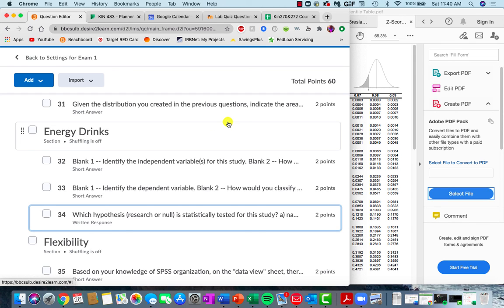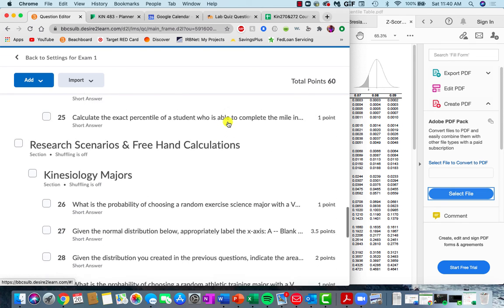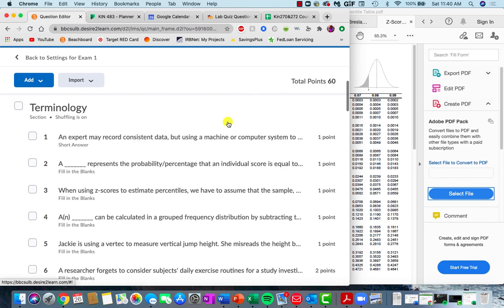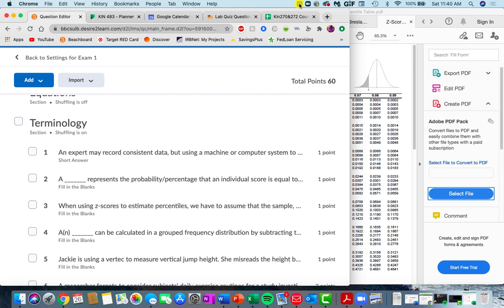So if you have any additional questions or I didn't touch on a question that you missed, please shoot me an email and I can help discuss reasons why your quiz was graded the way it was. But overall, you guys did a really fantastic job. I'm really impressed with your performance on the exam. So kudos to you.